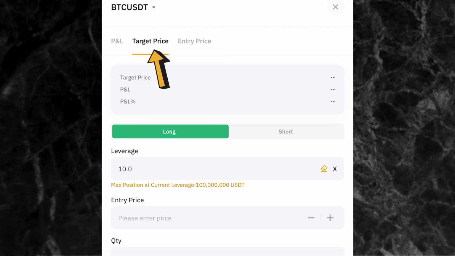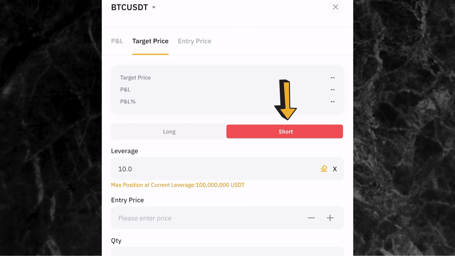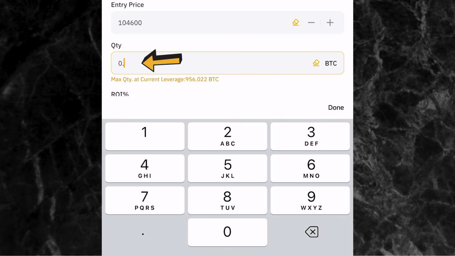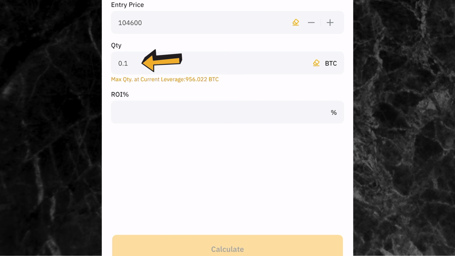Now for this target price, it will show you where you need to set your take profit. That's just the meaning. So again, you pick whether you want to long or short. Let's assume I want to short for this one. And then you go ahead and pick your leverage. Let me leave it at 10x leverage. And then you enter your entry price. Let's say my entry price is $104,600. And then you enter your quantity. Let's still pick 0.1 BTC, which like I said is about $10,000.